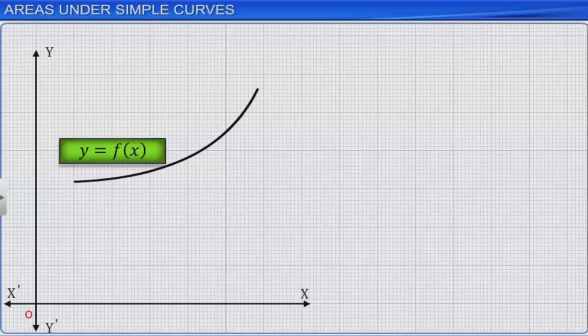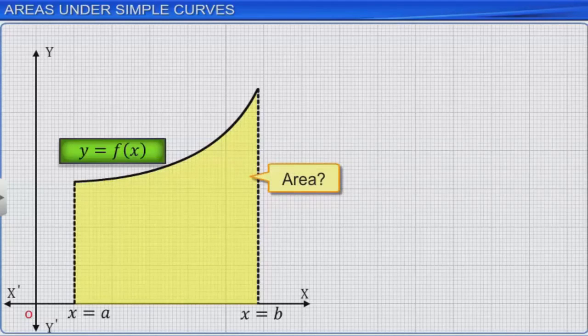Given the graph of a function y is equal to f of x as shown, how do you calculate the area of the region bounded by the curve y is equal to f of x, the ordinates x is equal to a and x is equal to b, and the x-axis? Actually, it's quite simple. Let's see how to do it.